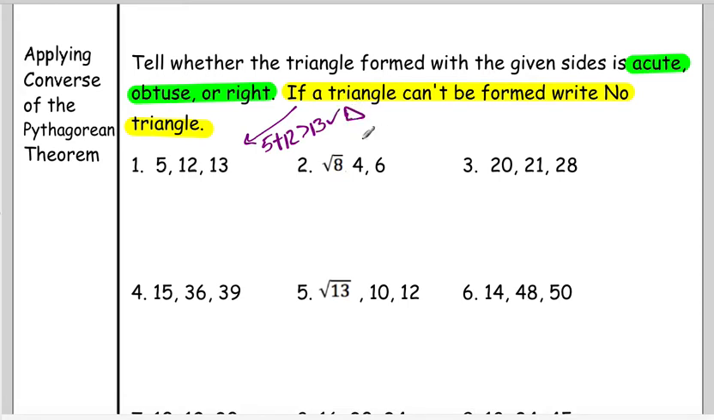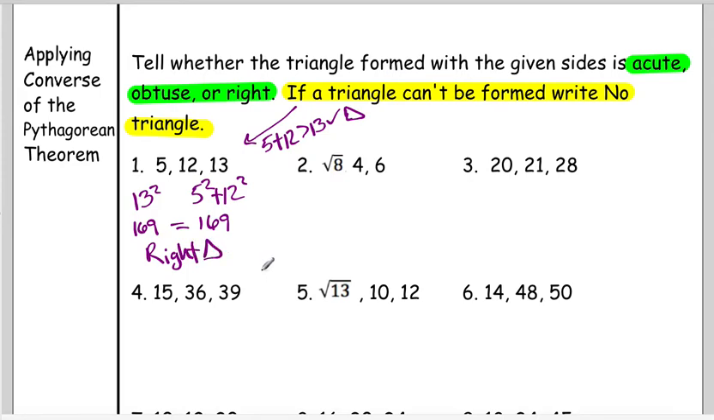But now the question is, what kind of triangle does it make? So now we're going to plug it into the converse of the Pythagorean theorem, put the 13 first, so 13 squared. How does that compare with 5 squared plus 12 squared? It's always the biggest one on the left there. So 13 squared is 169. And when you add together 5 squared and 12 squared, you get 169. Since these are equal, it is a right triangle.